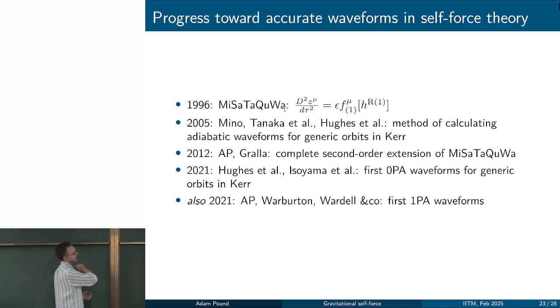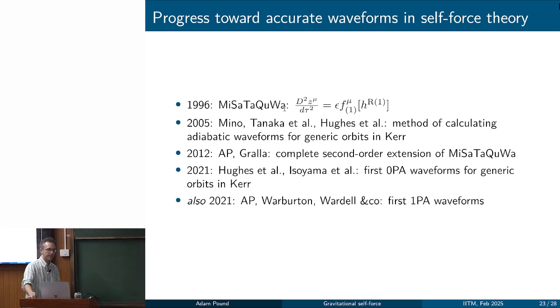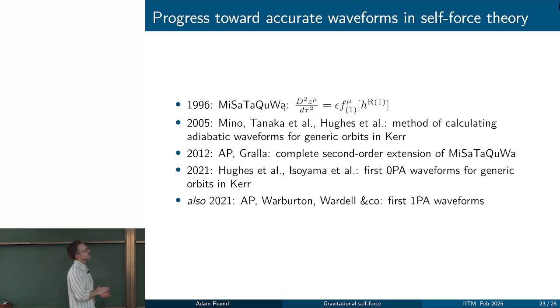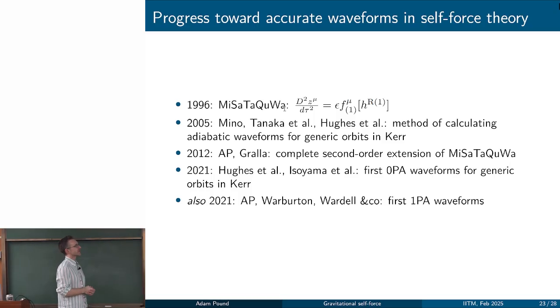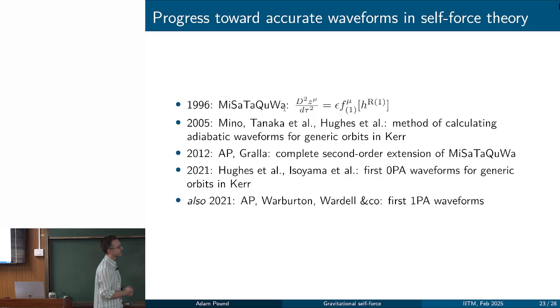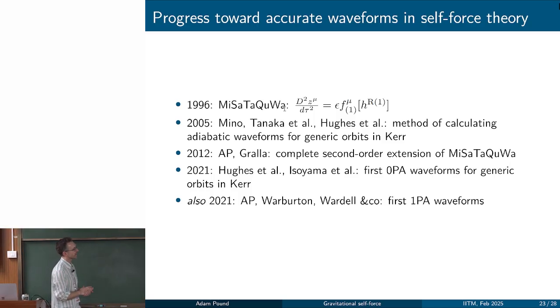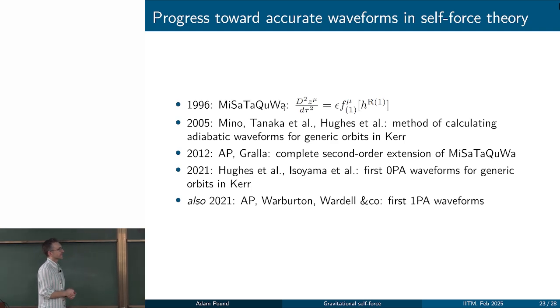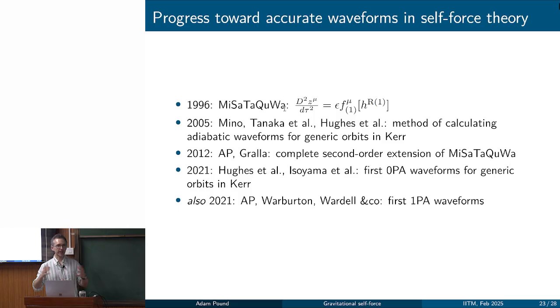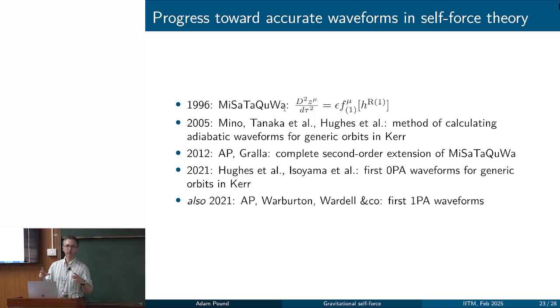Then, a few years later, a few of us, including myself, derived the second order extension of this formula. So the order to which we think we need to go. But then it still took a few years more to actually implement that. So 2005, we had a method of calculating adiabatic waveforms for generic orbits in Kerr. It wasn't until 2021, 15 years later, that people actually calculated those waveforms. So that was the first year where we had the first 0PA waveforms for generic orbits. That same year, myself and collaborators got the first 1PA waveforms, so second order perturbation theory waveforms. That was not for generic orbits in Kerr, that was for quasi-circular orbits around a Schwarzschild black hole.